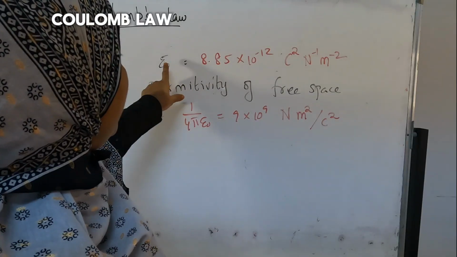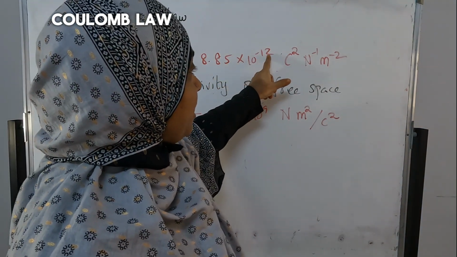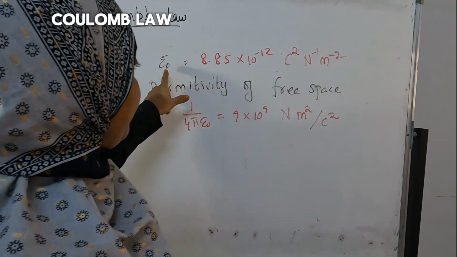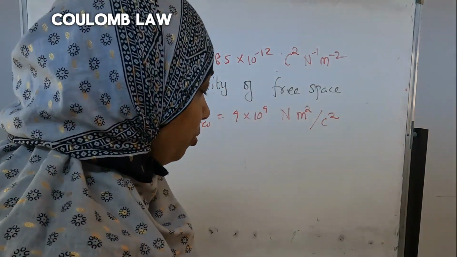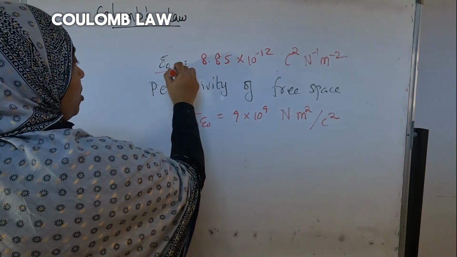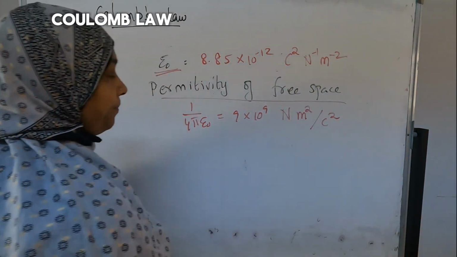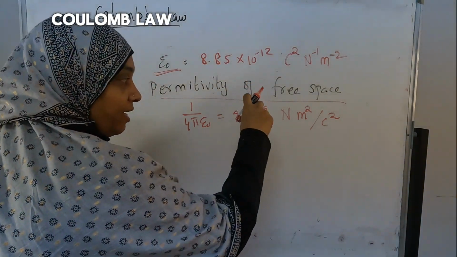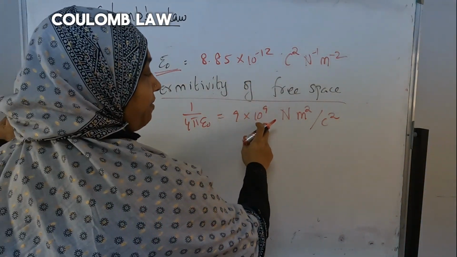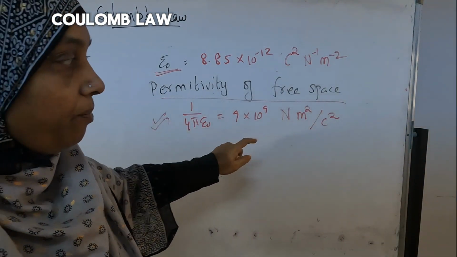So epsilon naught value is 8.85 into 10 power minus 12. The SI unit of epsilon naught is C square N minus 1 m minus 2. And this epsilon naught, we call it the permittivity of free space. Then 1 by 4 pi epsilon naught also together has one value, 9 into 10 power 9. Always we use this value for our calculation purposes.